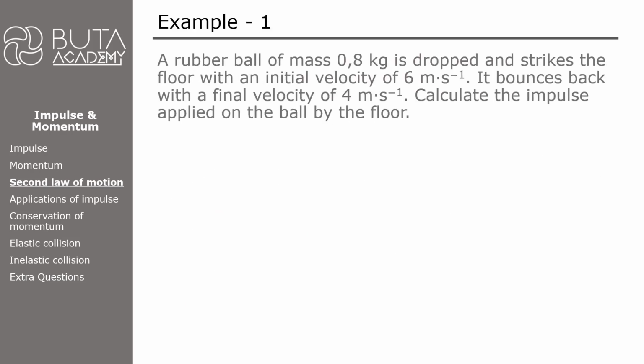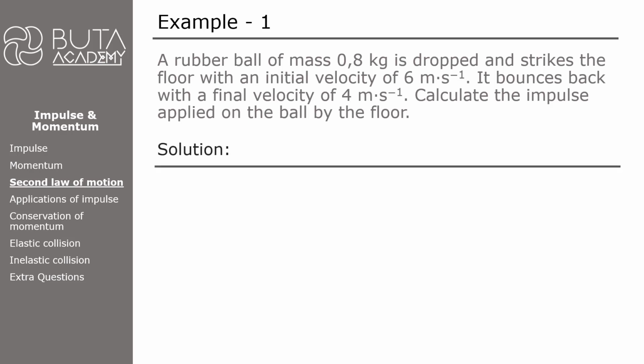In the first example, a rubber ball of mass 0.8 kgs is dropped and strikes the floor with an initial velocity of 6 meters per second. It bounces back with a final velocity of 4 meters per second. We have to calculate the impulse applied on the ball by the floor.